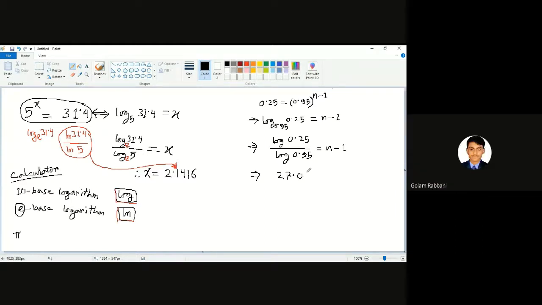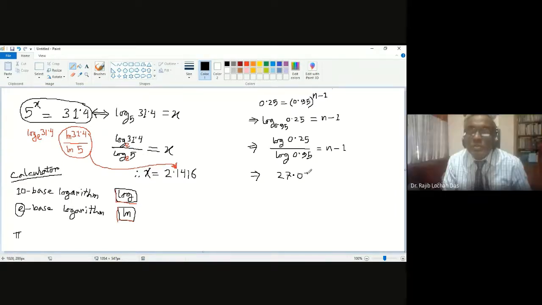27.06 is 0268. Okay, so let us think 03. And plus 1, I'm taking plus 1. So this will be our n. So n will be 28 point something.